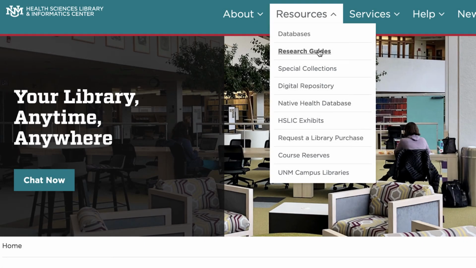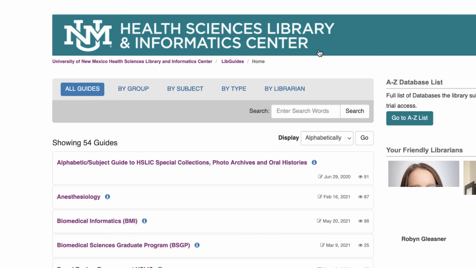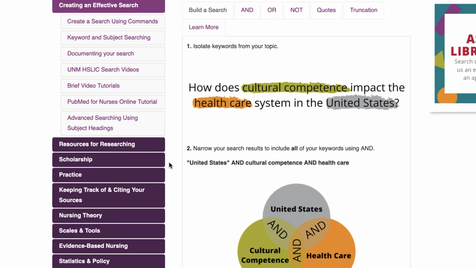It takes time to get a handle on all the elements. So be sure to practice, refer back to our research guides, and ask us if you have any questions.